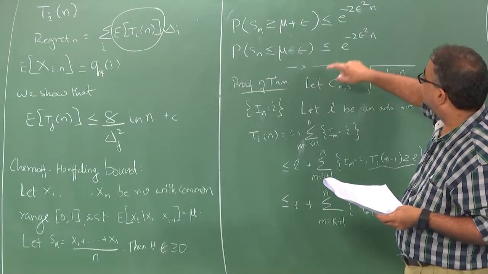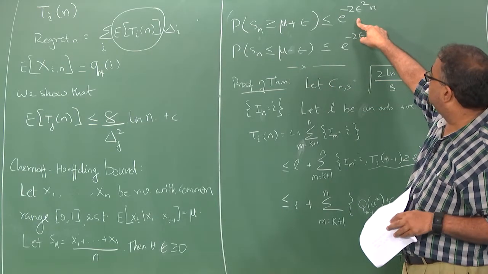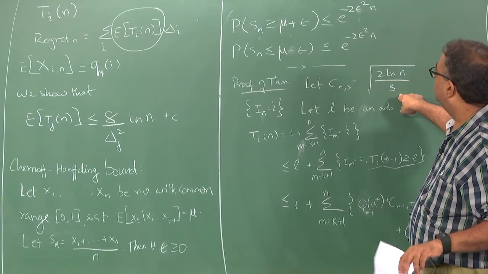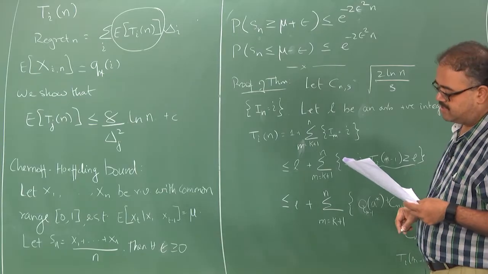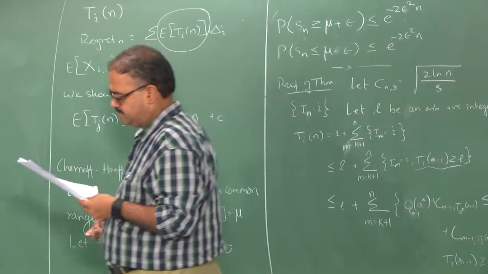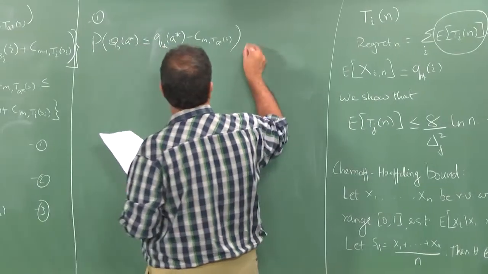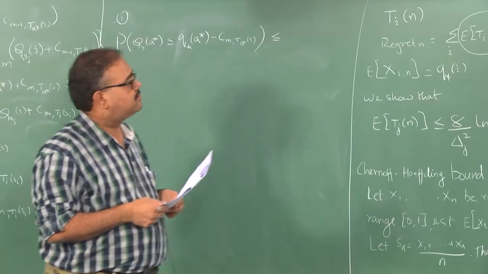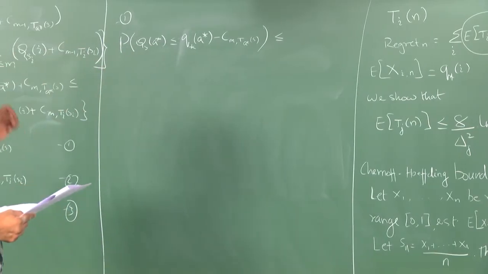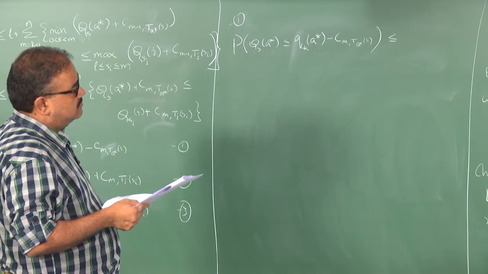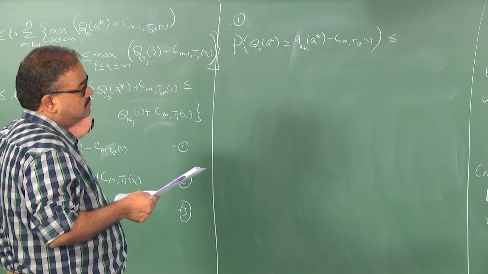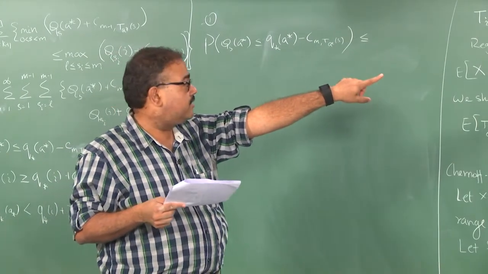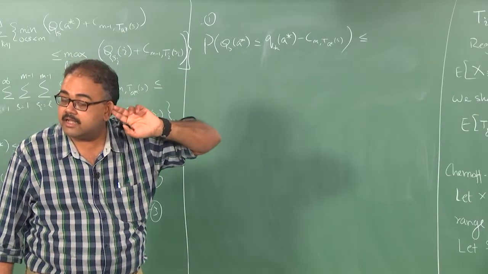and what is C in? So, it is 2 ln n by s squared. Plug it in, simplify it and tell me what is the answer. So, what is your n there? Now, what is the n that you have to plug into the expression?